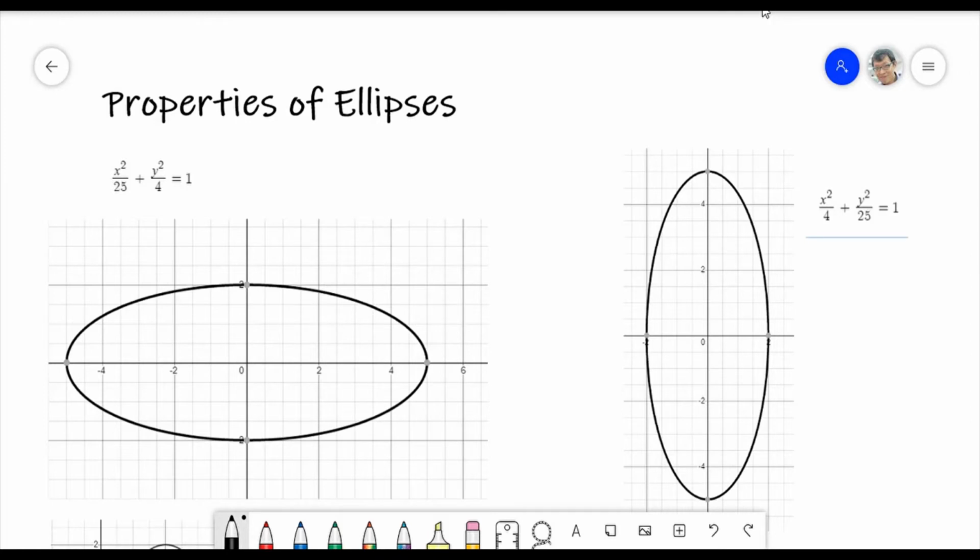Hello everyone. Today we go on with the next session of ellipse. Last time we just introduced a very basic standard form of ellipse. Let's do a little review first.